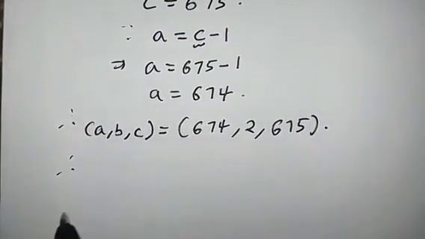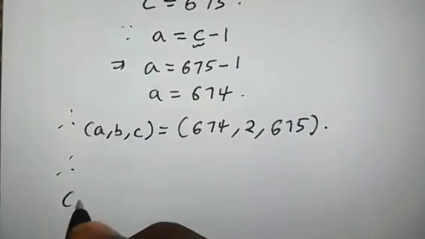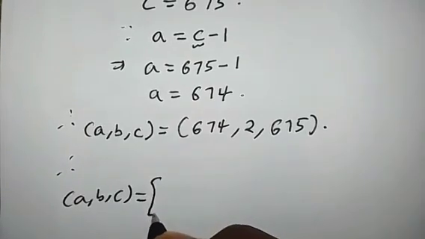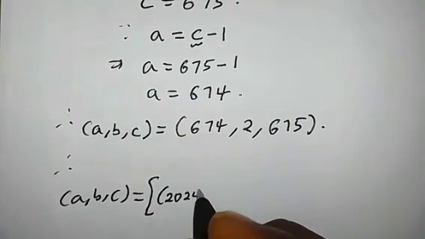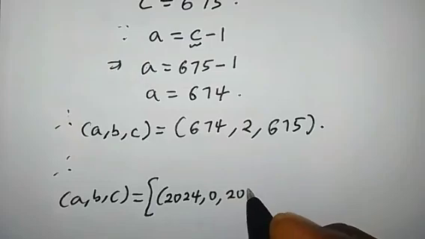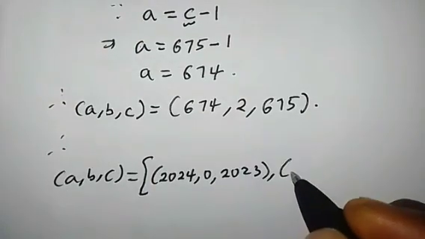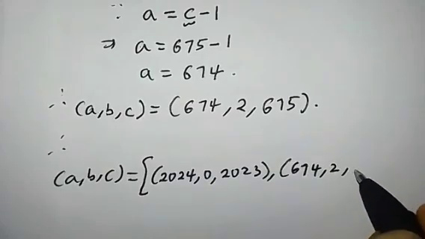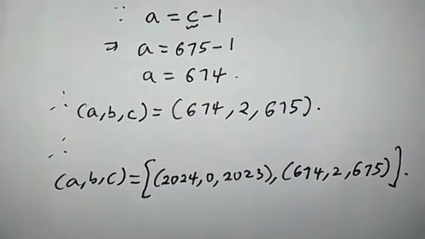Therefore, all the solutions that we have for this tricky algebraic equation are A comma B comma C equal to a set of: the first solution is 2024 comma 0 comma 2023. The second solution is this: 674 comma 2 comma 675. So this is the solution.